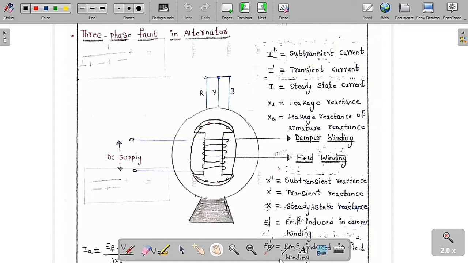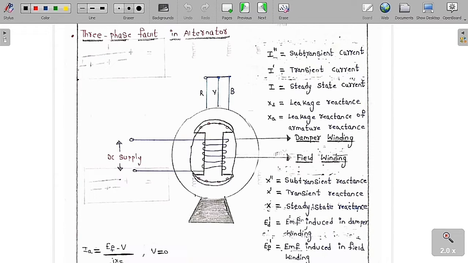So whenever three lines intersect with each other, or there is a short circuit across these three terminals, it is called a three-phase fault in the alternator. Then what are the consequences that are going to happen because of this fault? We are going to learn this in a very detailed manner.